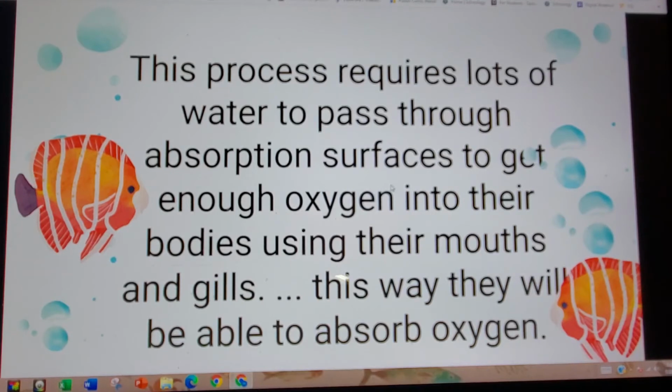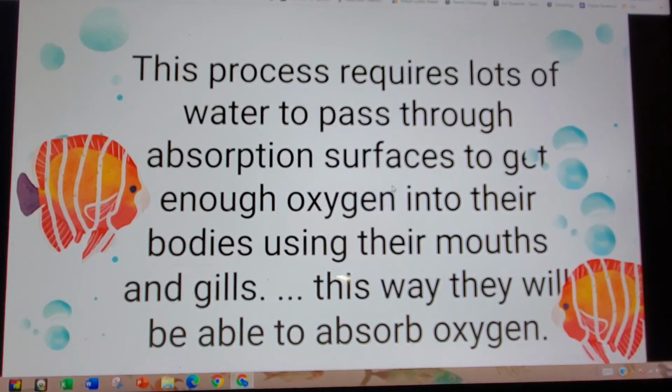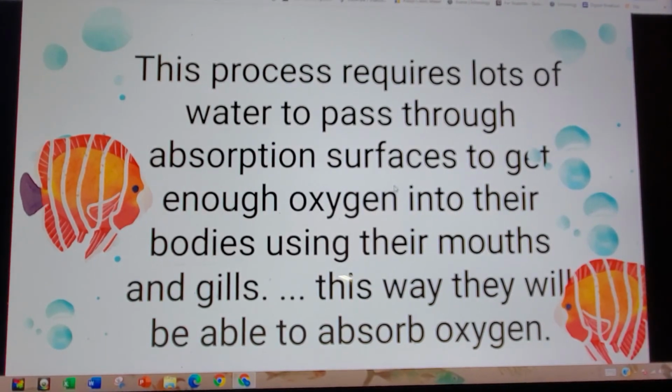So it says that process requires lots of water to be going over the surface of the gills for them to get enough oxygen into their bodies using their mouths and gills. And again, their whole goal is to absorb that oxygen from the water.